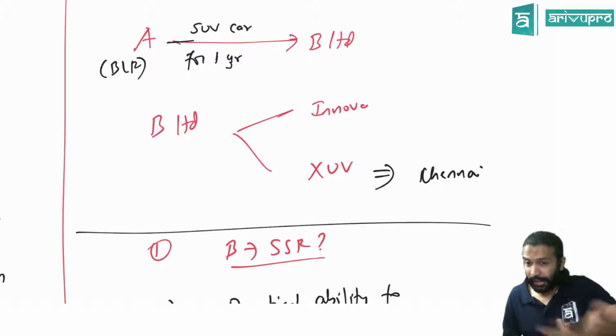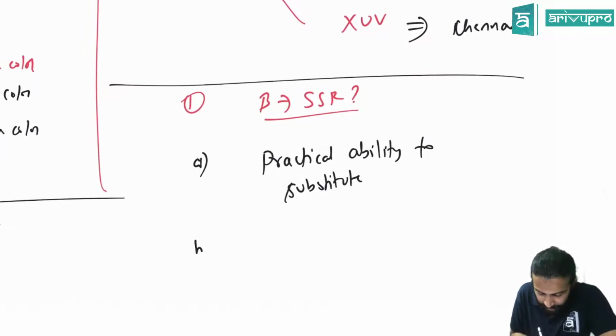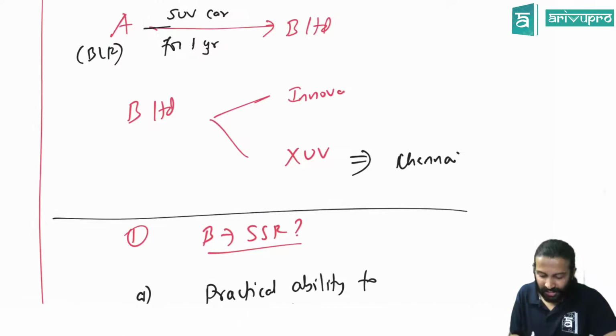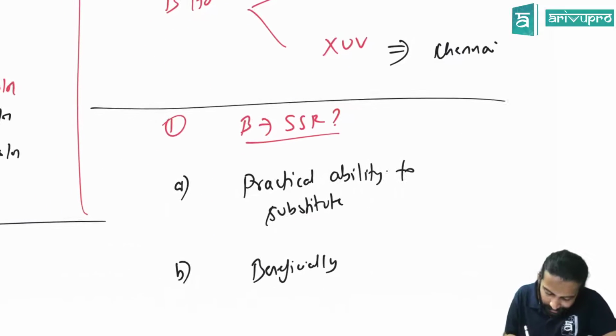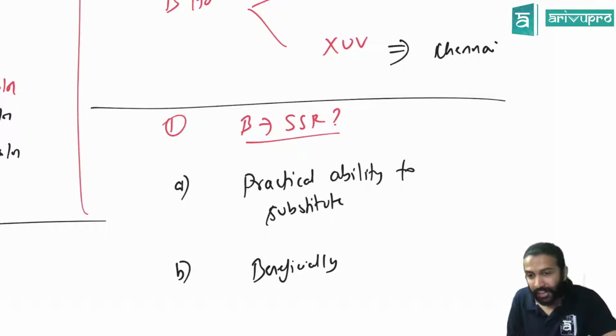He may have a practical ability, but the second point is whether it is economically beneficial. In this contract, if he substitutes, is it beneficial for him? You just check. Every week he's substituting. Will B Limited do the substitution or keep it as it is? He'll keep it as it is. That means though practical ability to substitute is there, will he get any benefit by substituting?